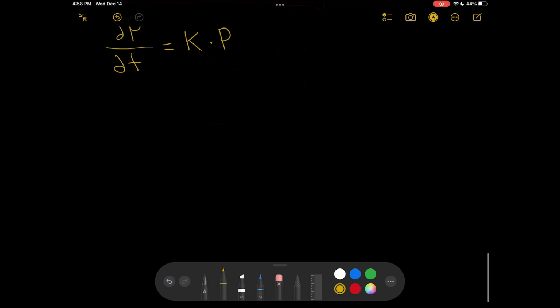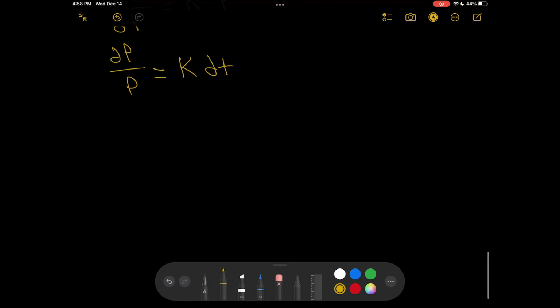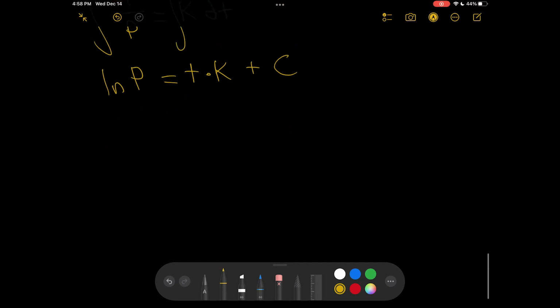So here we have a separable equation. We're going to separate this, so we have the derivative of the population over the population is equal to a constant k times dt. We're going to integrate both sides, and now we have the natural log of the population is equal to time times the constant plus another constant c, and then this is population is equal to, I'm raising both sides of this to the e power to get rid of the natural log, so we have e to the kt times e to the c, which is just c e to the kt.